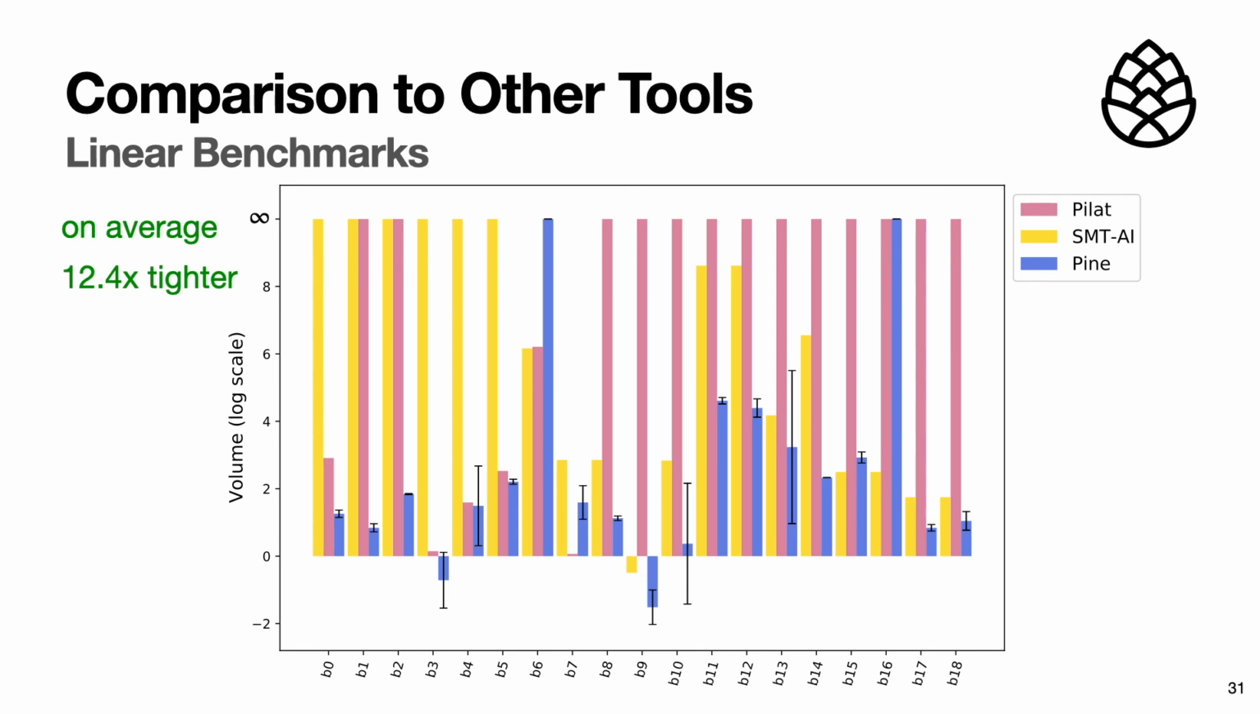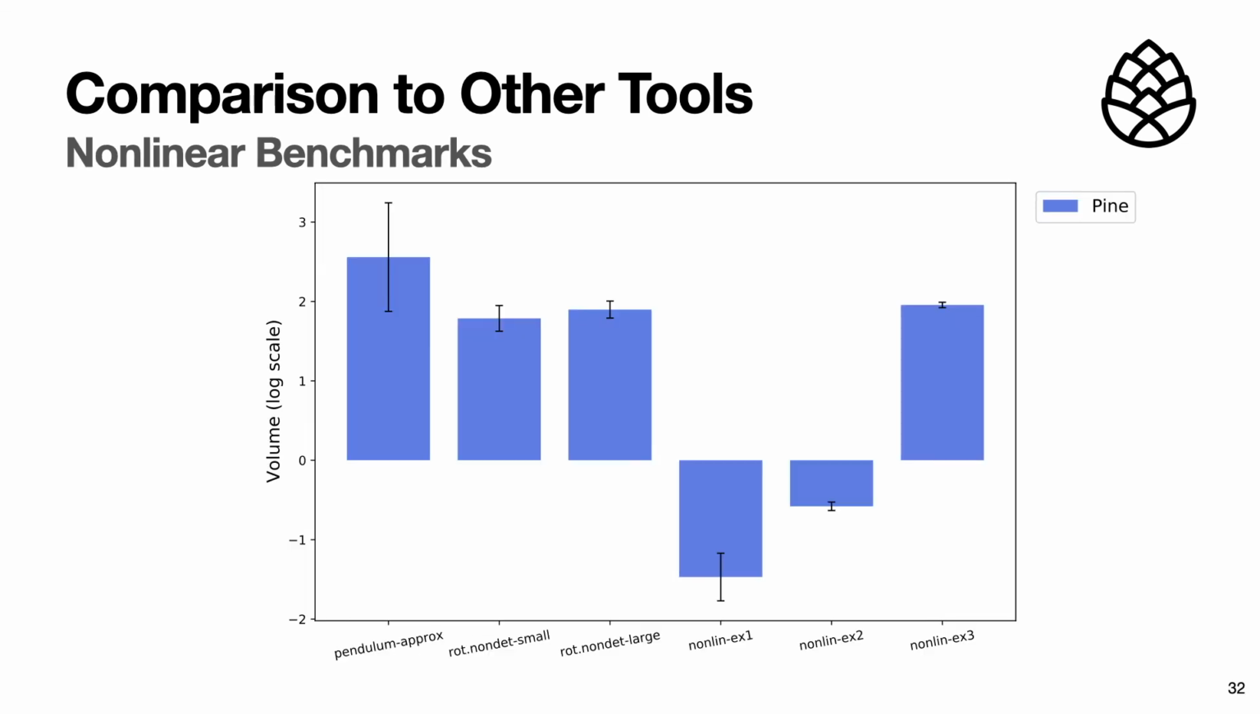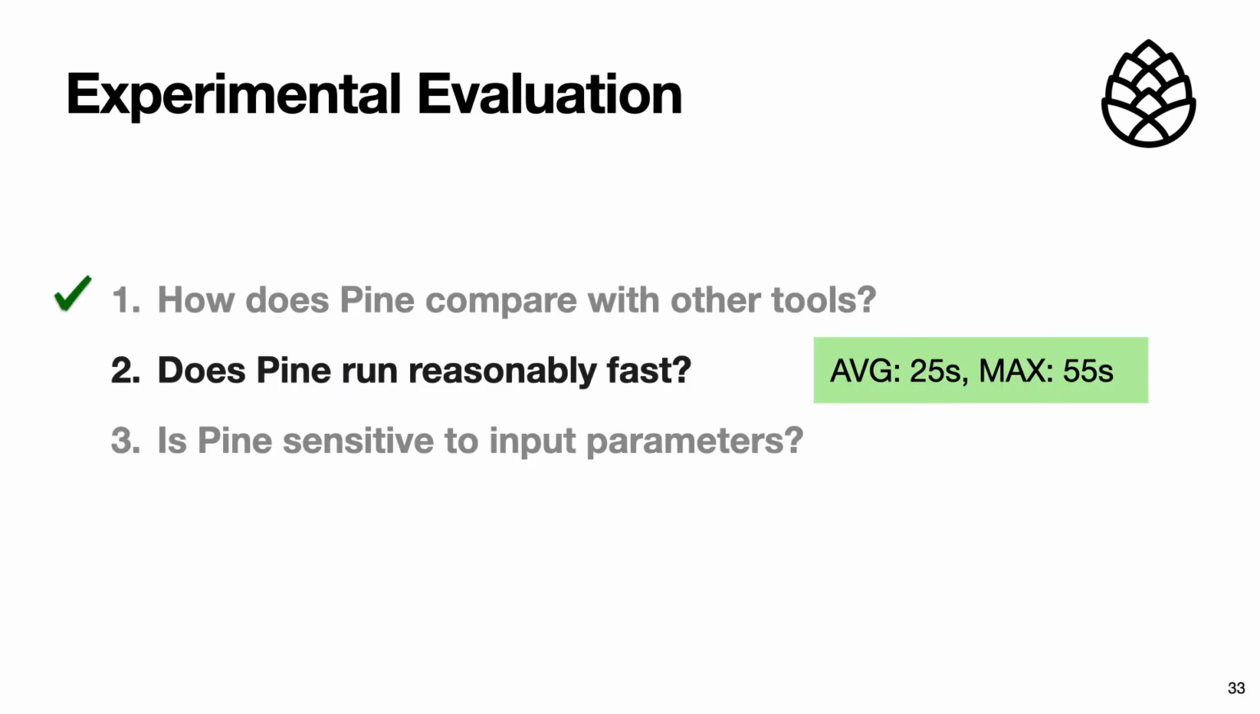And for nonlinear cases, neither SMT-AI nor PLAT were able to produce any invariants, whereas Pine produced tight invariants for all 6 of our nonlinear benchmarks. The next question we wanted to answer is how efficient is our tool? We measured that on average Pine takes 25 seconds per benchmark, and the maximum running time was 55 seconds, which I would argue is reasonably fast.